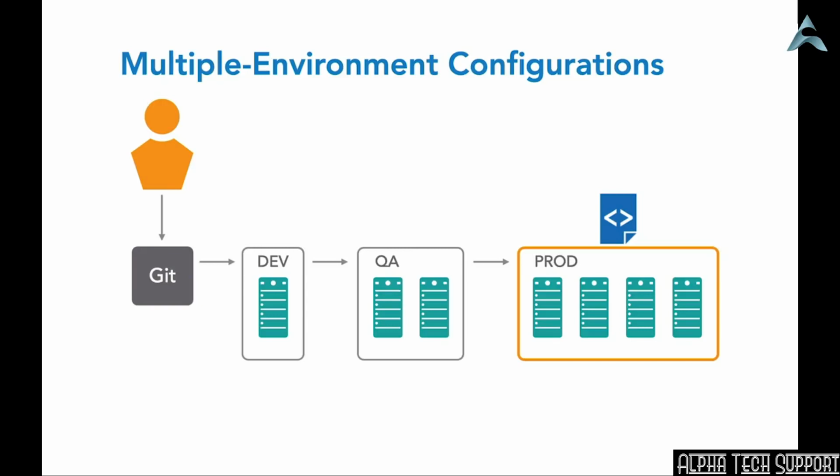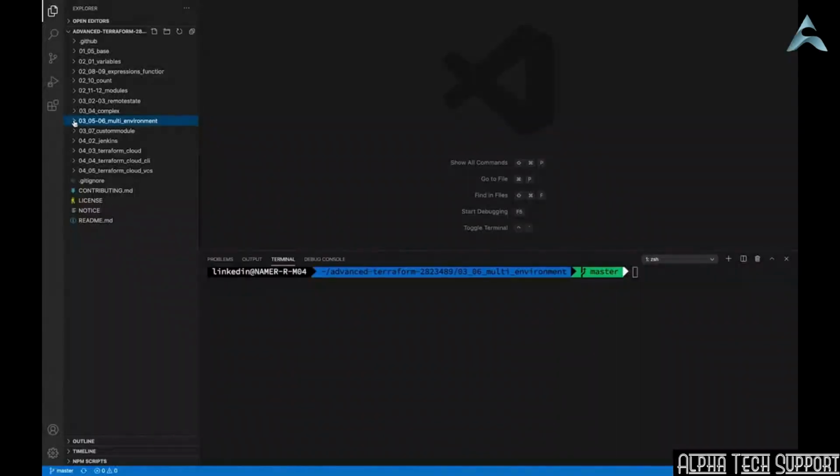A well-designed, multiple environment configuration can define a common set of resources shared by all environments and use variables to represent their differences. Such a configuration must be split so that changes can be made to one environment at a time. The infrastructure of the environments is often slightly different. For example, to save cost, development environments are usually not redundant in the way that production environments are, and they use lower capacity resources. In Visual Studio Code, open the 0305 to 6 multi-environment folder.